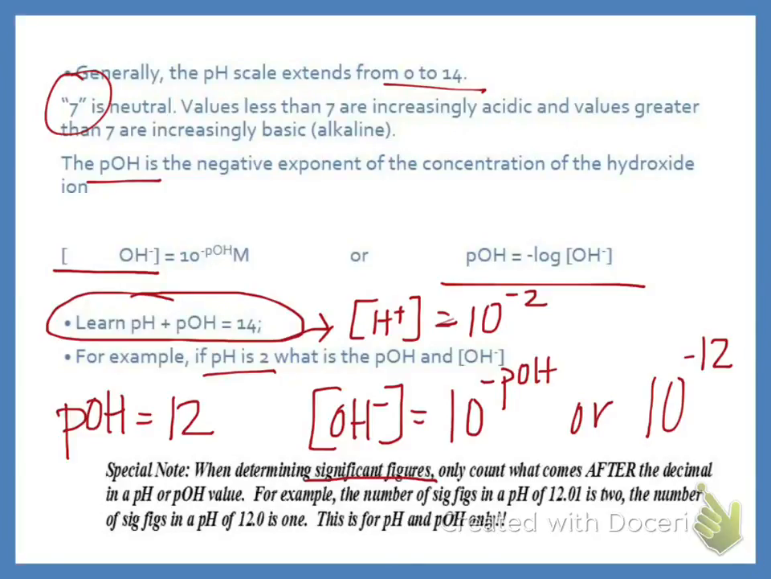Okay, so what comes after the decimal is what counts as a significant figure if I have a pH or a pOH. So if I had this value right here, the only two that I would count is 0.1. And that's because pH is on a log scale of 10. And so it would have 2. If I had 12.0, it would have 1. This is only for pH and pOH only, so don't let it confuse you. And we'll practice that as we go through and do a couple of calculations.